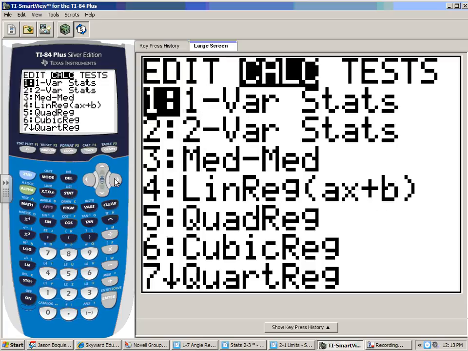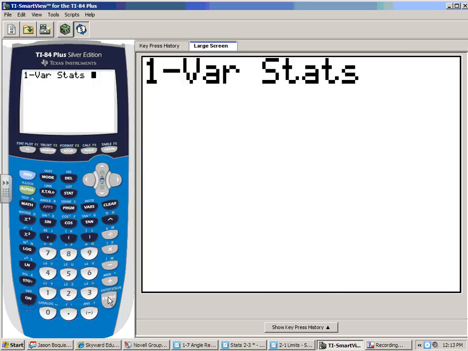And how many variables do we have right now? We have one. It's just that number. It's the same thing each time. The number changes, but it's measuring the same thing each time, right? That's how many variables you have. So one variable stats, that's what we would like. And now it's asking, and see how it's blinking there? It's asking of what? And we want to do of list one.